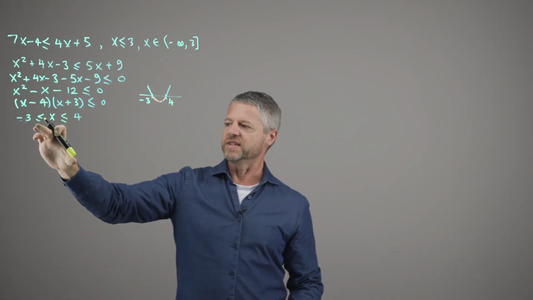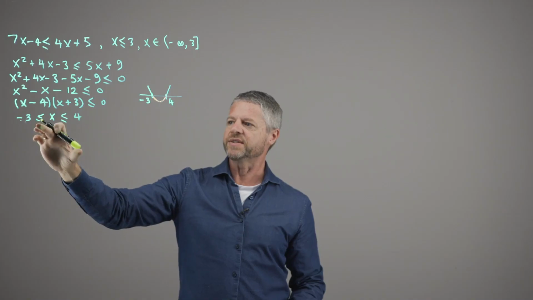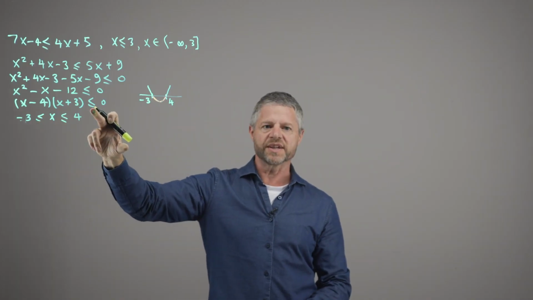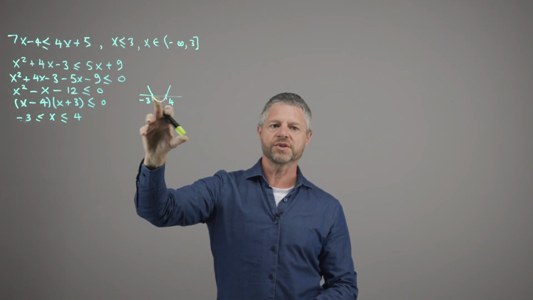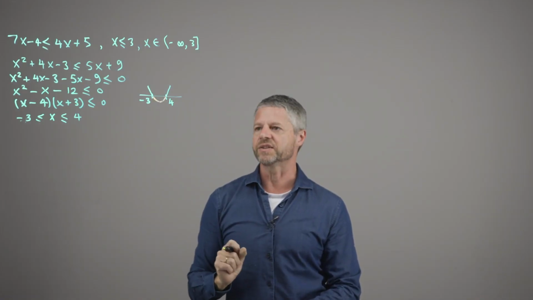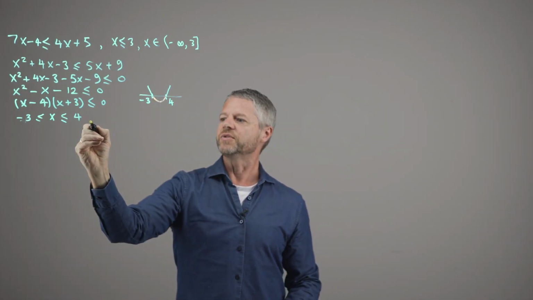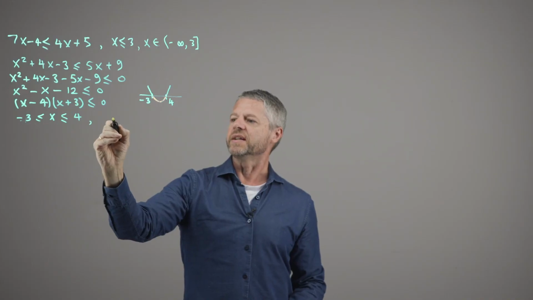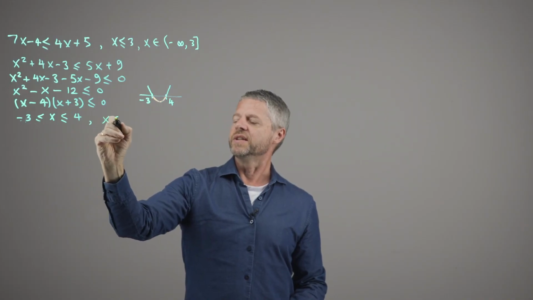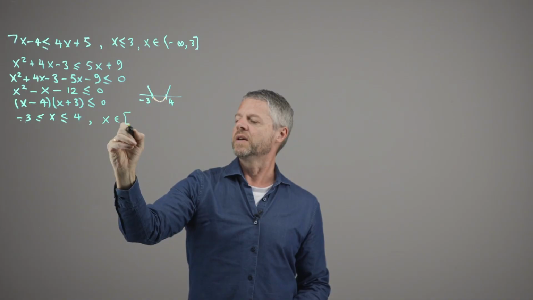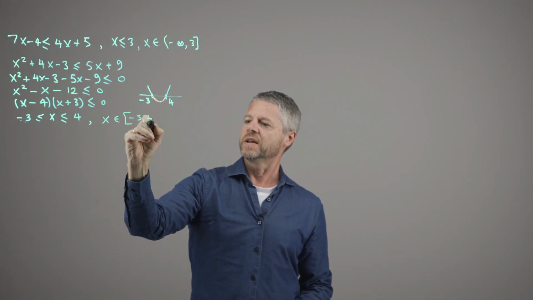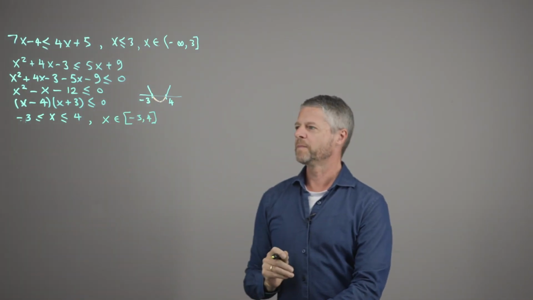And these are less than or equal to signs because we've got a less than or equal to sign here. So it includes the two roots of the equation, minus 3 and 4. And in interval notation, we say that x is in the interval between minus 3 and 4.